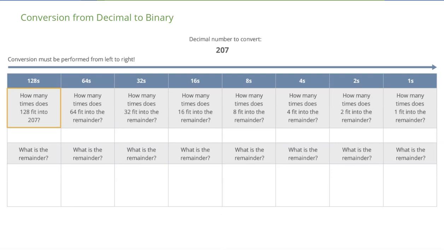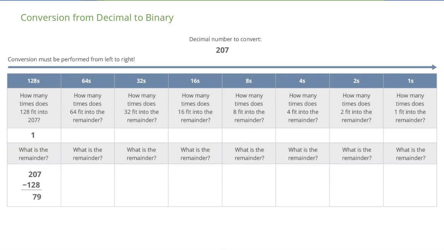into your decimal number. In the example on screen, we first ask, does 128 fit into 207? 128 fits into 207 one time, so we set that bit to a 1. We then subtract 128 from 207 and see that we have a remainder of 79.